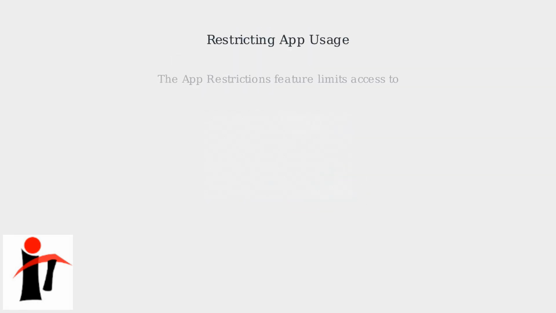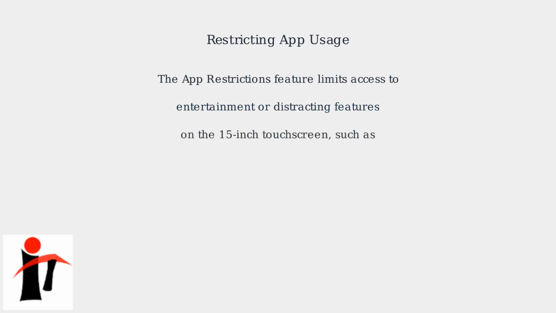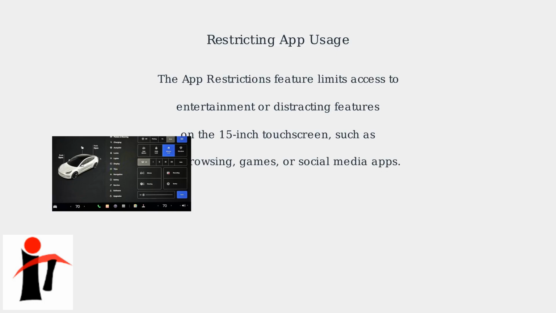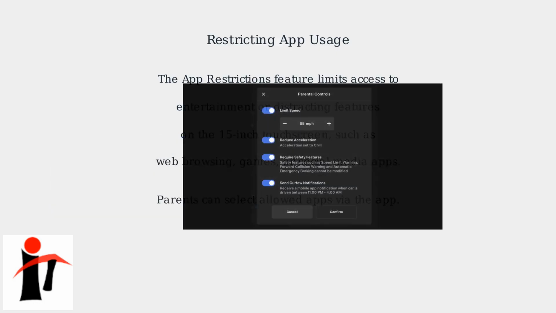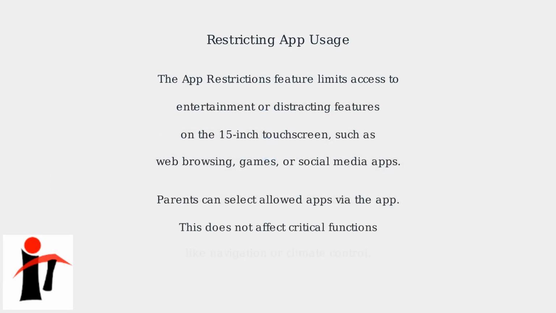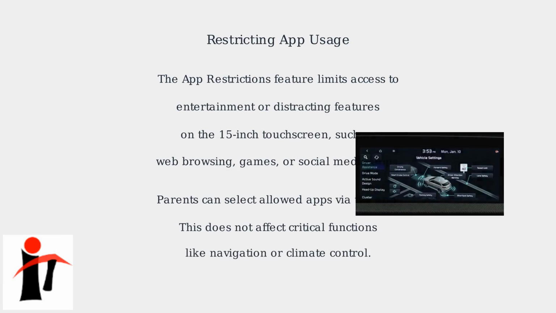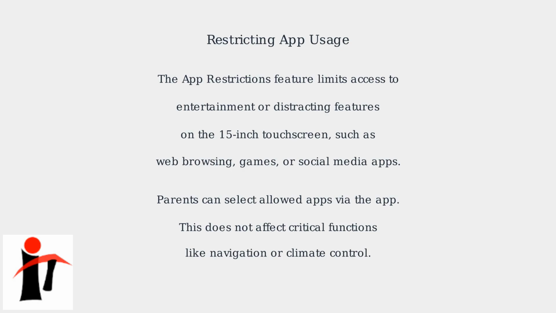The app restrictions feature limits access to entertainment or distracting features on the 15-inch touchscreen, such as web browsing, games, or social media apps. Parents can select allowed apps via the app. This does not affect critical functions like navigation or climate control.